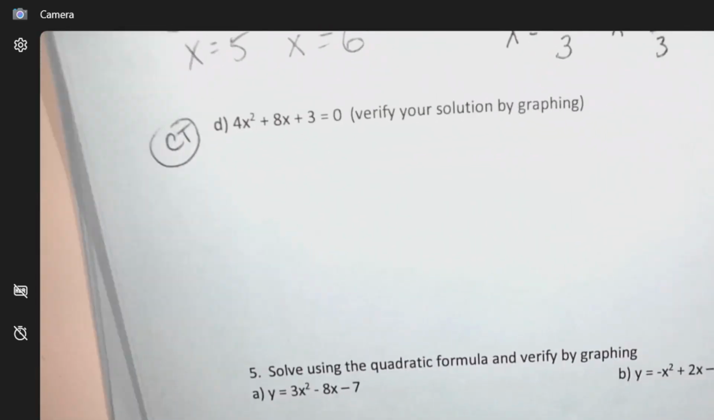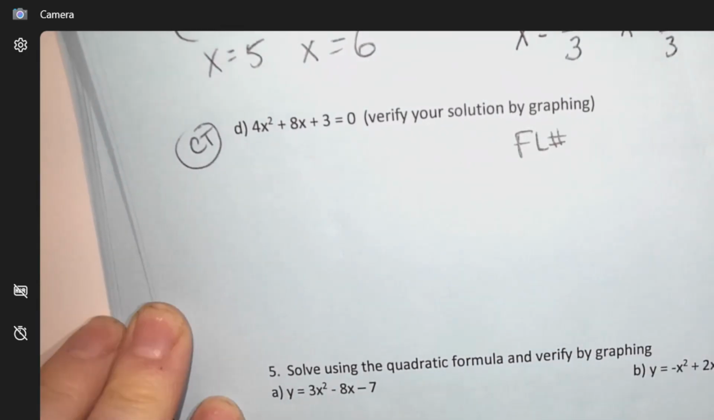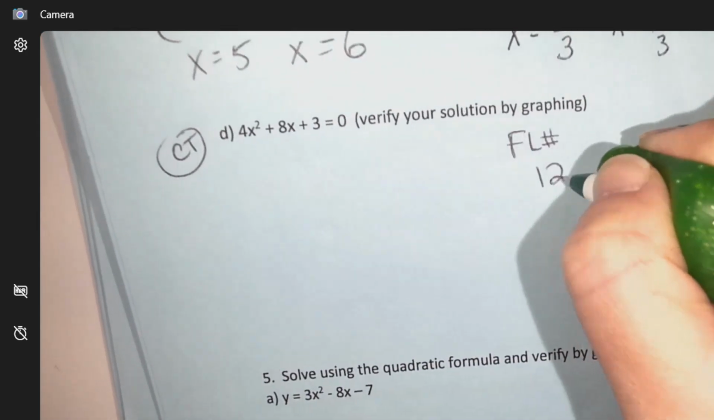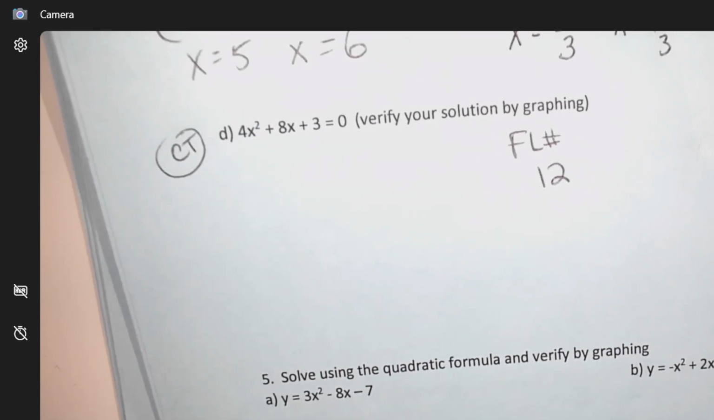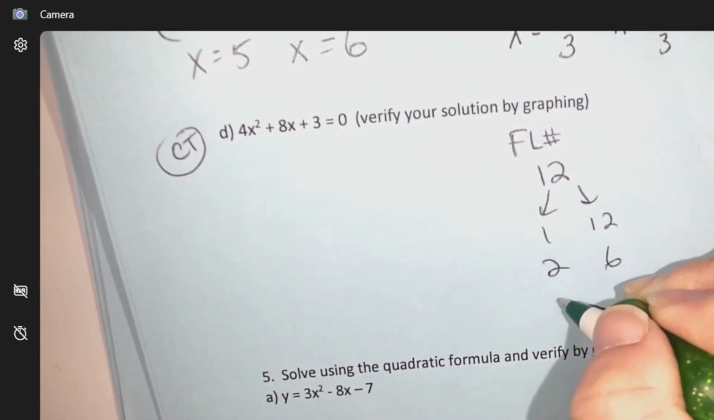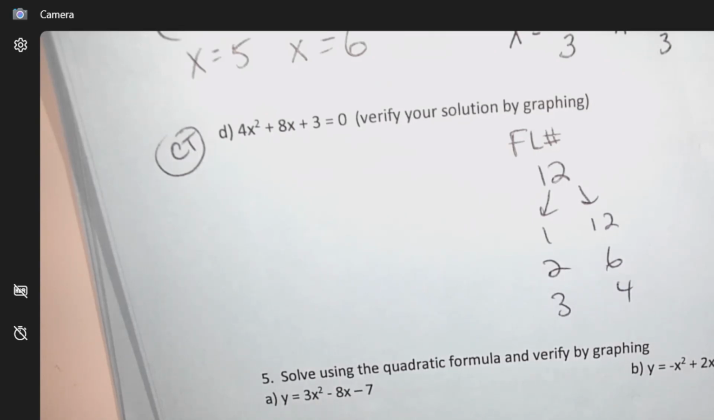Okay, the last one is a complex. So here's what I'm going to do. Starting the process, I'm going to flow number it. So first times the last. So there's going to be a 4 at the front, 3 at the back. So that's going to be a 12. 1 times 12, 2 times 6, 3 times 4. Those are some options that I could do to multiply to that. Now, at the same time, I have to add to 8.